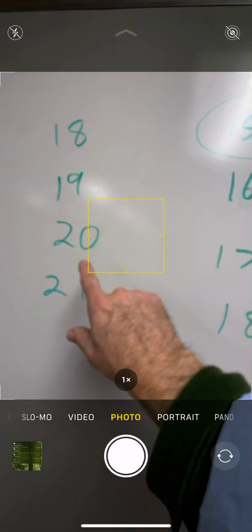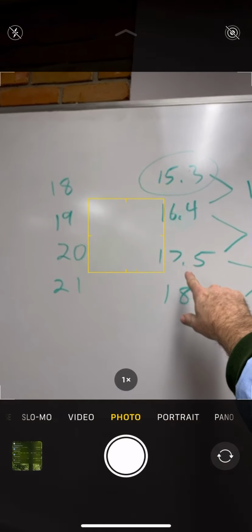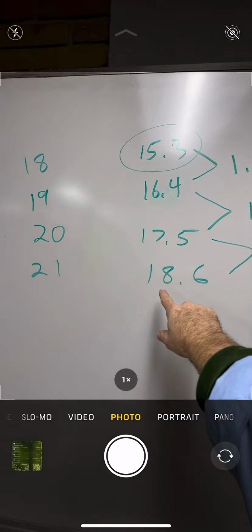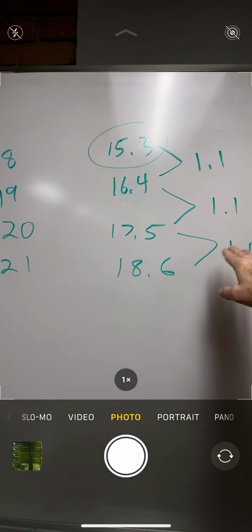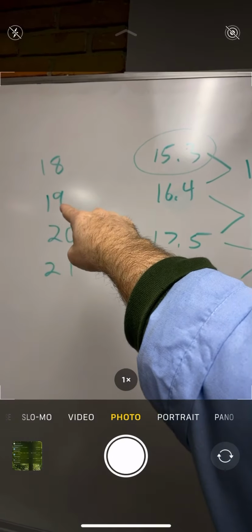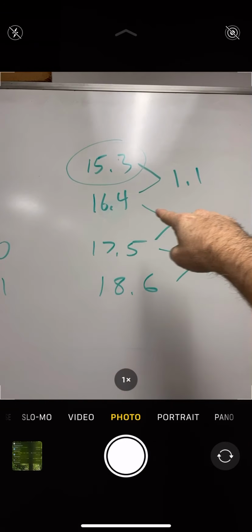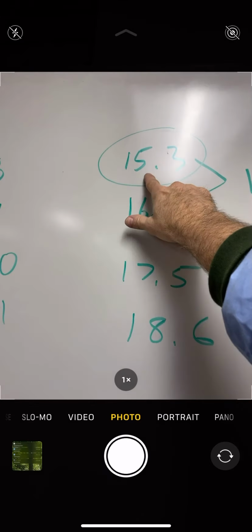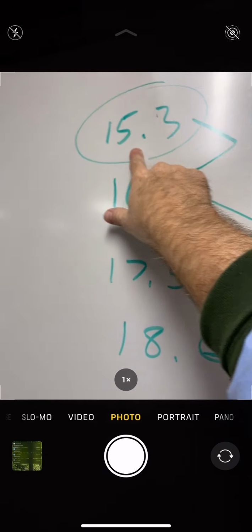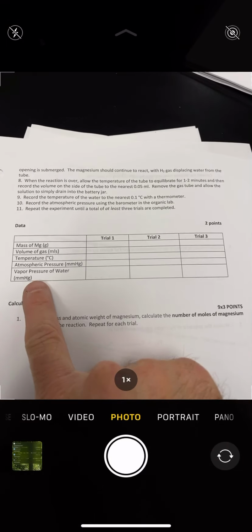So here we have the number at 20 degrees Celsius at 17.5, and 21, 18.6. Well, the difference is 1.1, so we just use that to go from 20 to 19, subtract off 1.1, 17.5 becomes 16.4. To go from 19 to 18, subtract off 1.1, so 16.4 becomes 15.3. So we're going to use 15.3 millimeters of mercury for our vapor pressure of water, 15.3.